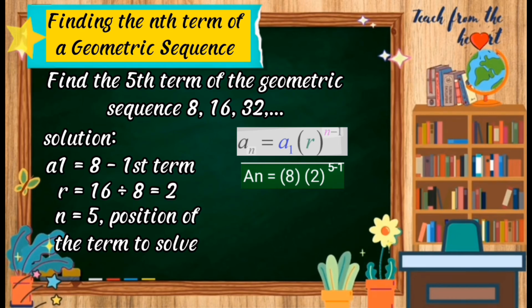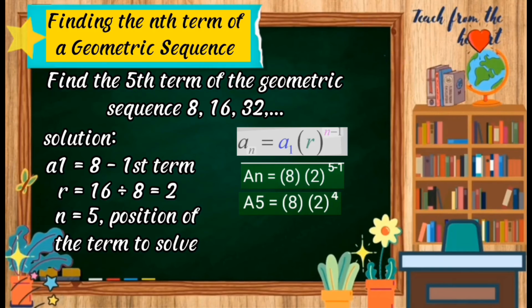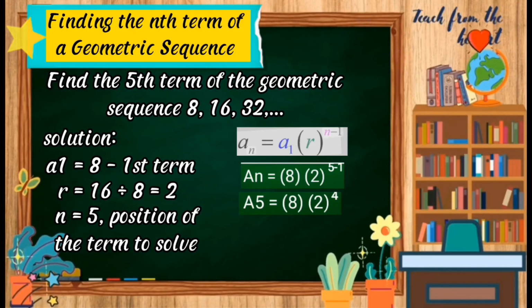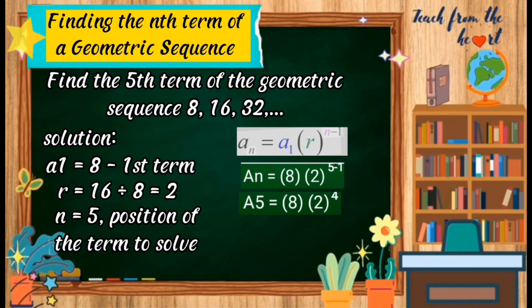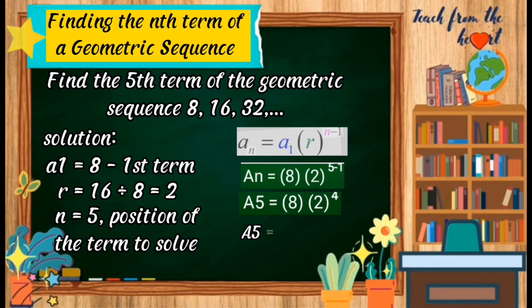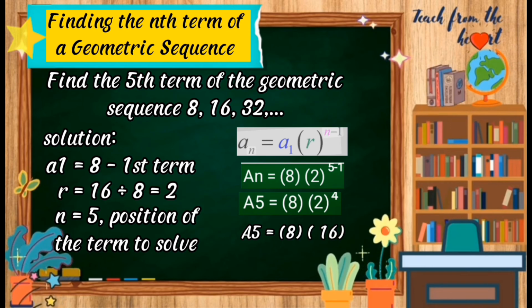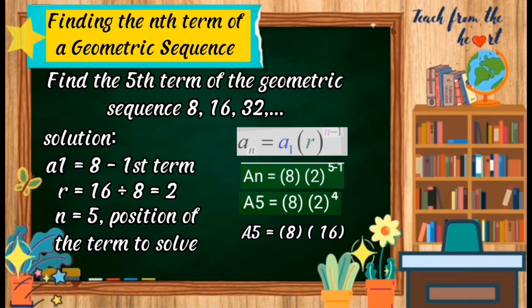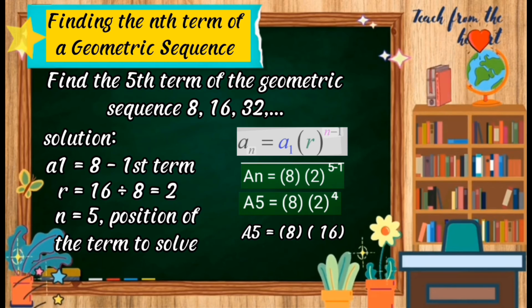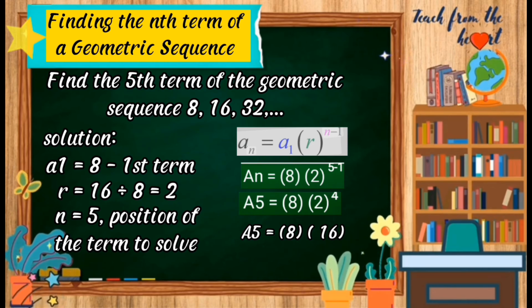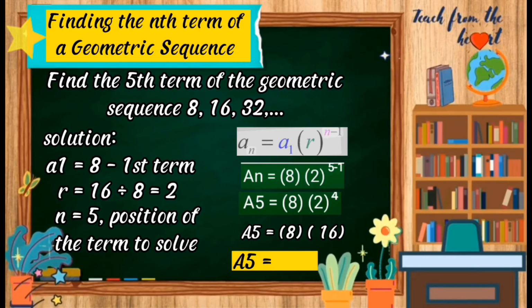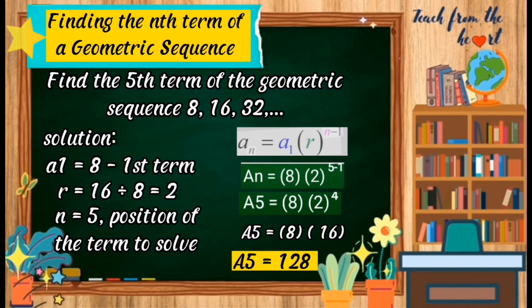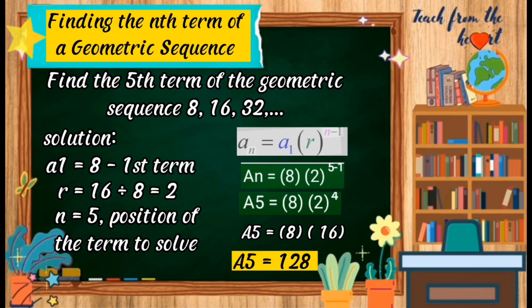Simplifying our answer, so we have a sub 5 is equal to 8 times 2 raised to 5 minus 1, which is equal to 4. And then a sub 5 is equal to 8, and 2 raised to 4 is equal to 16. And lastly, we multiply 8 times 16. The answer is 128. So the fifth term in the sequence 8, 16, 32 is equal to 128.